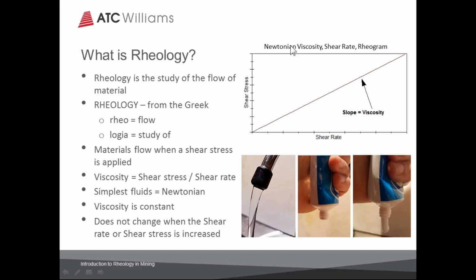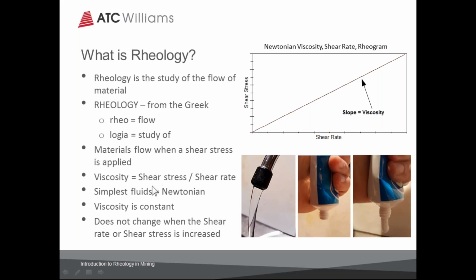Materials flow when a shear stress is applied. If you look at the graph on the right-hand side here, we've got the relationship between shear rate and shear stress. For what we consider to be a simple material, a straight line relationship passing through the origin, where the shear rate is directly proportional to the shear stress, the slope of this line is defined as the viscosity. That is the fundamental definition of viscosity, which is shear stress divided by shear rate.